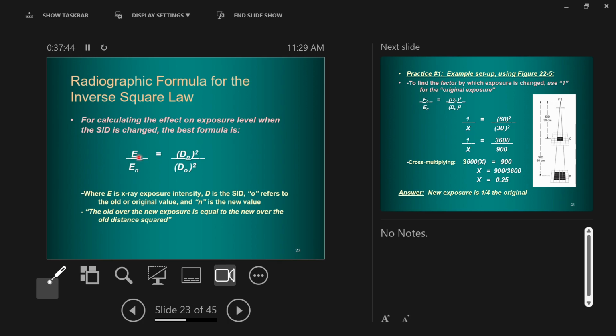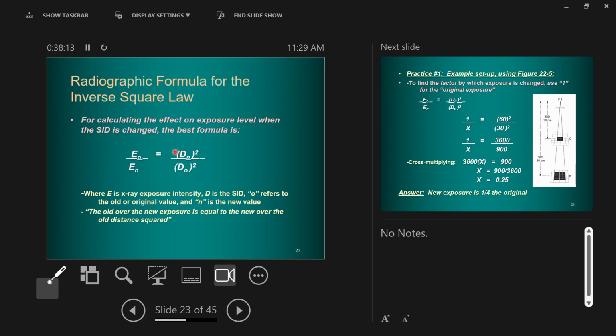Do you guys all know what subscript is? Subscript and superscript. Subscript is below the variable. So like E with a little O to the bottom right of it, the O is a subscript. So I will say E sub O and E sub N. So E with a little O next to it is exposure old, O for old. E with a little N next to it is exposure new. So it's old exposure, new exposure.